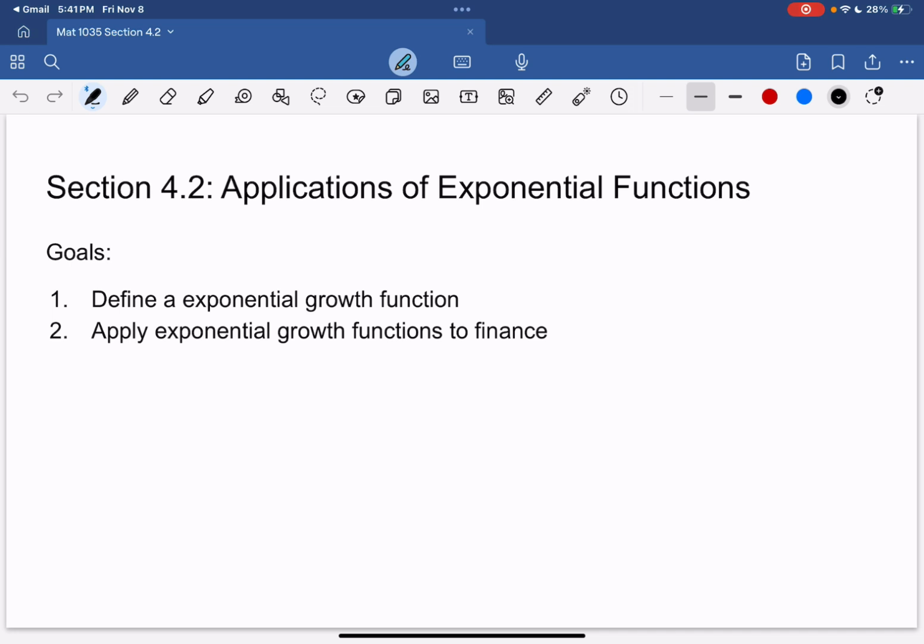And I'm not going to go very deep into this just because it's going to be heavy in our finance section for chapter 5. So I just kind of want to show you a few examples, but we will revisit this when we get to chapter 5. So we'll just talk about an exponential growth function, and then we'll just apply it to a couple finance situations.